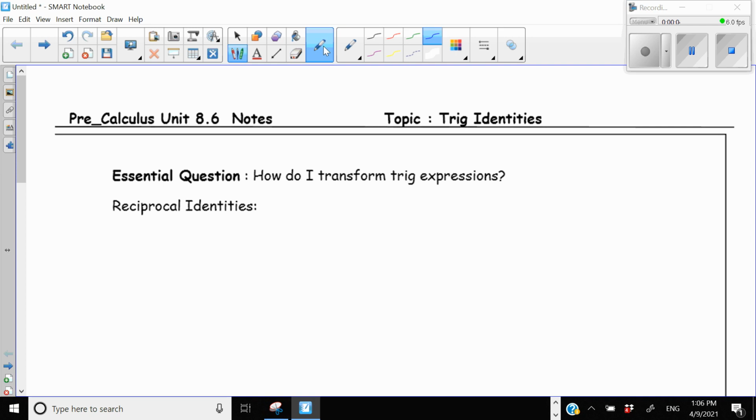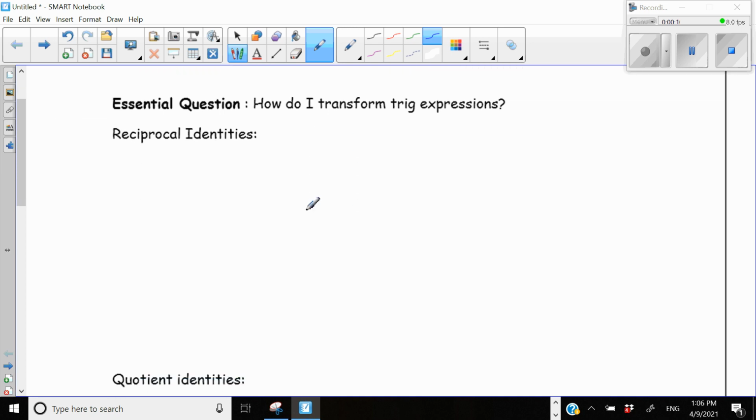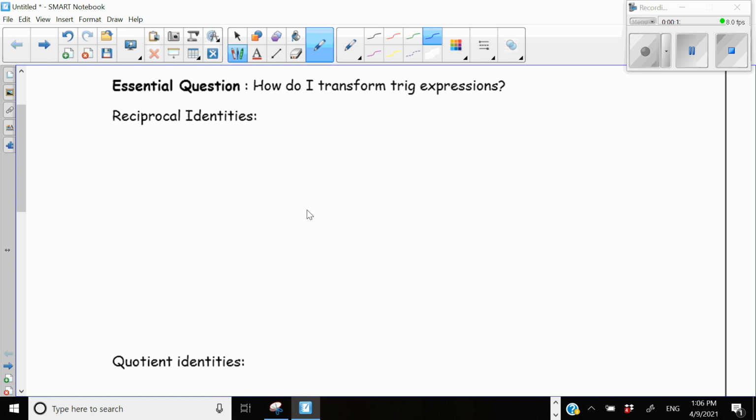Hi everyone. Today we are going to learn about trig identities. We're going to learn how to transform trig expressions. Let's first of all review reciprocal identities.